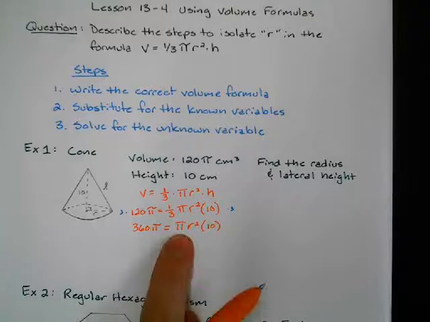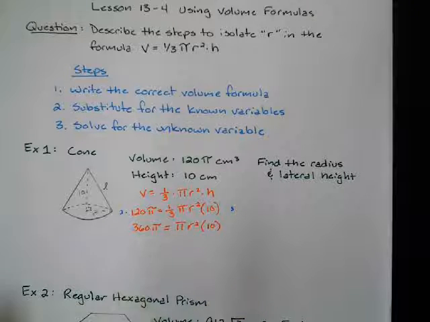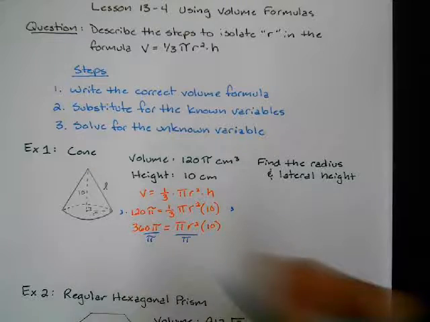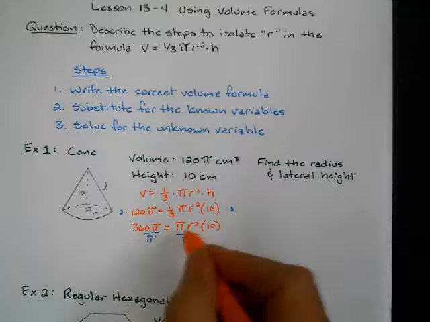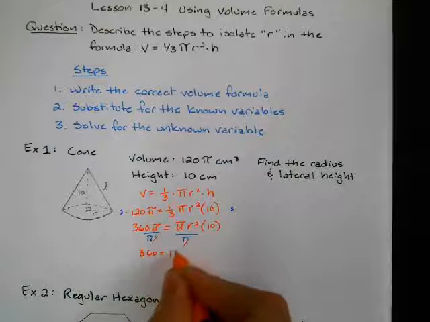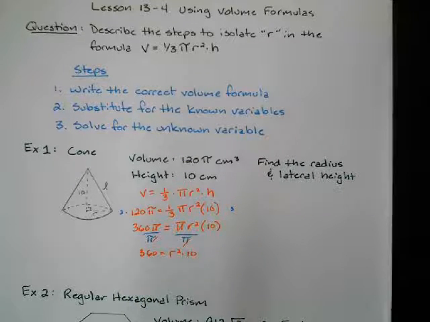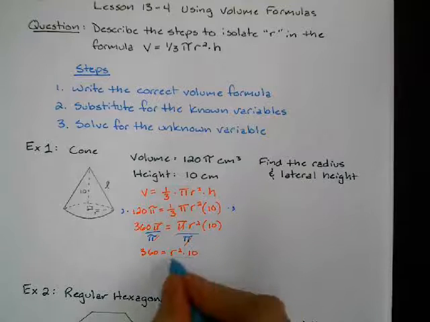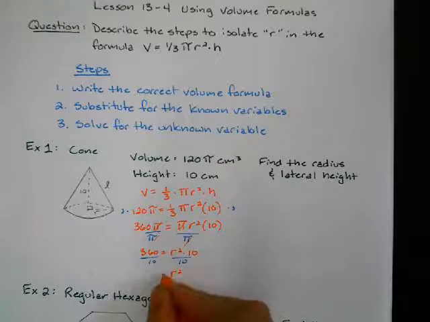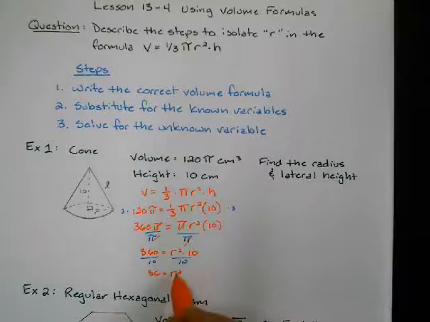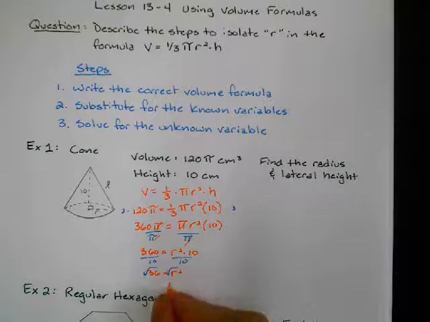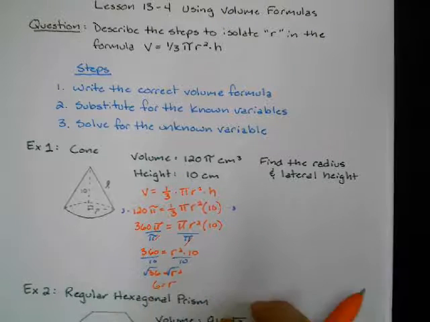Okay, I don't like the looks of this pi. I need to get rid of it. So I'm going to divide both sides by pi. Well, those pi's reduce. So now I'm left with 360 equals r squared times 10. Getting closer, let's divide both sides by 10. r squared equals 36. Square root both sides. Aha, r is 6. So our radius is going to be 6.